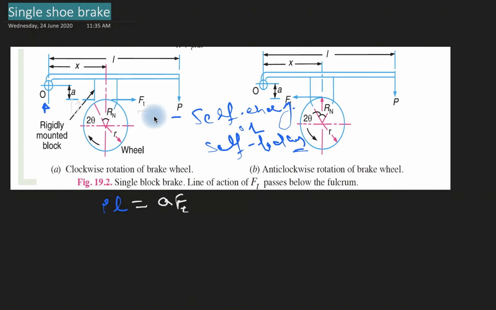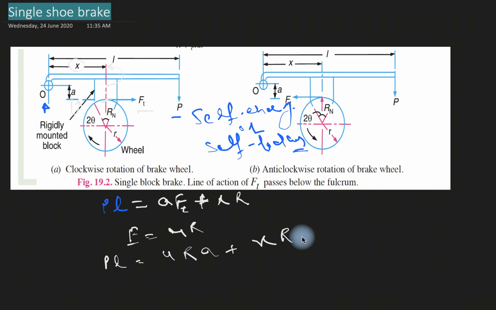Now the reaction Rn about this point O is at distance X, so X into Rn. And I can write F is equal to mu into Rn, so that is the normal reaction and this is the frictional force. So P into L is equal to mu into Rn into A plus X into Rn.